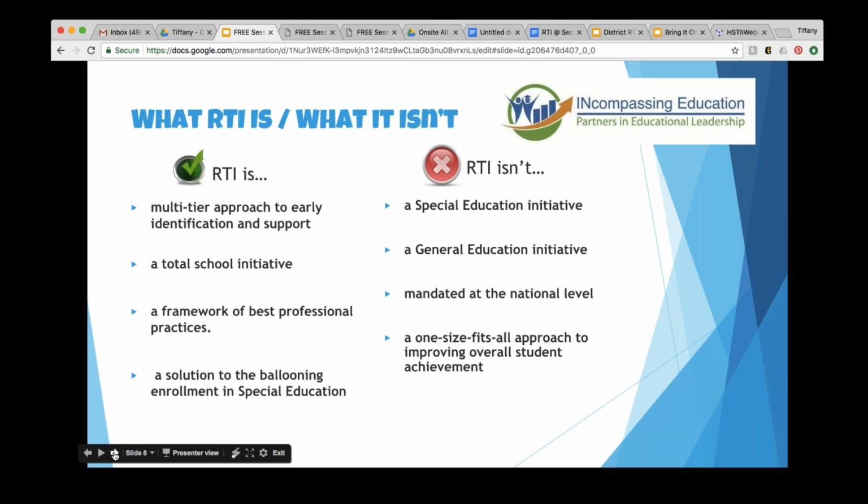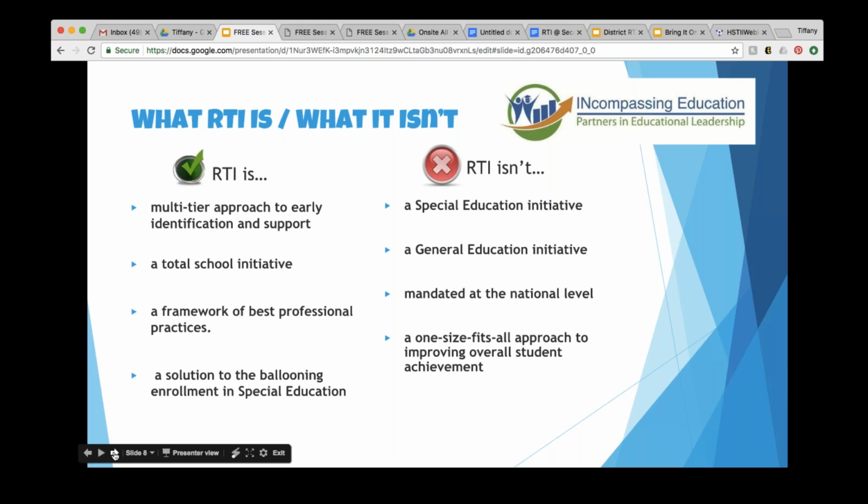So what is RTI? Again, it's that multi-tiered approach to early identification and support for your students, that total school initiative. No one is exempt from this. Every person in your building has a role to play in your RTI system. It's nothing new with RTI because it's that framework of best professional practices that teachers have been utilizing for years.